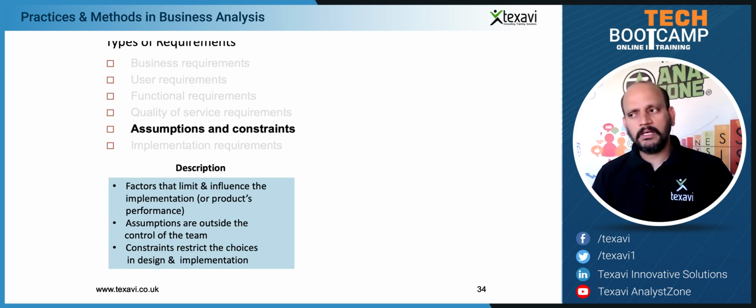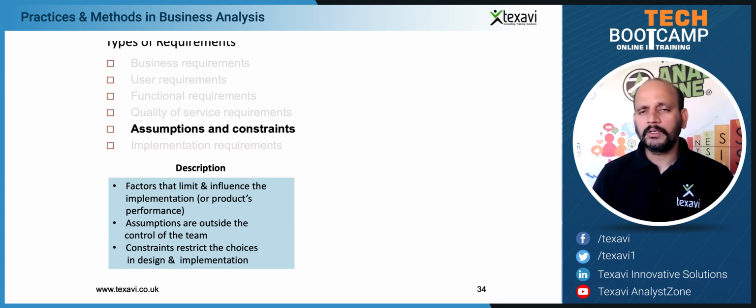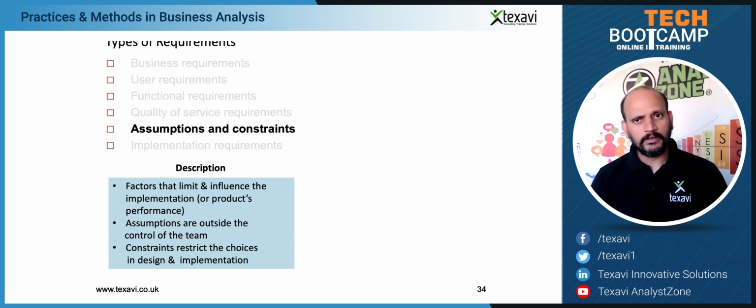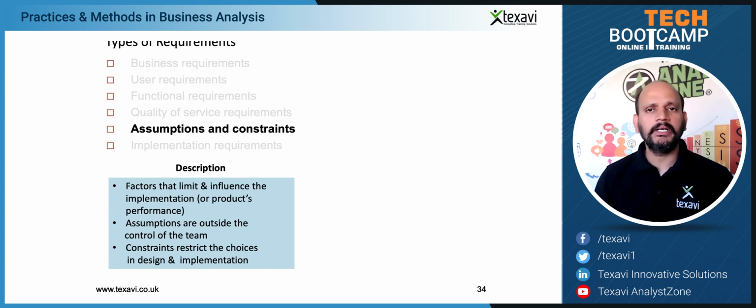The same thing applies to the business as well. Business constraints could be in terms of business rules and regulatory requirements. We talked about HIPAA, HL7. We were talking about GDPR, for instance.